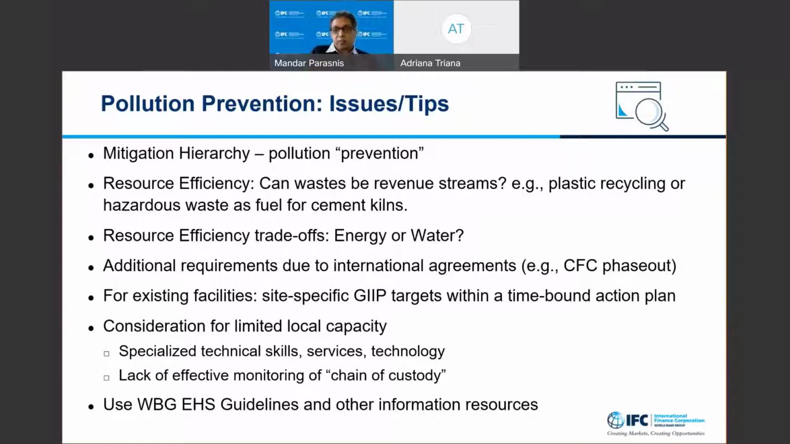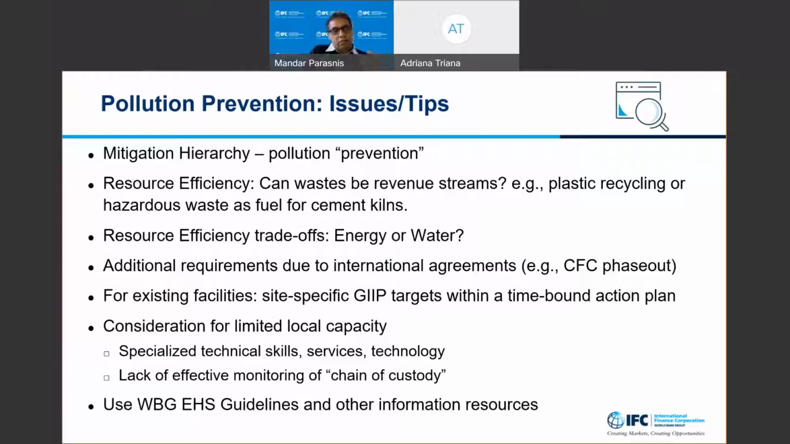Can waste be revenue streams? We are looking increasingly at projects such as plastic recycling, PET bottle recycling, or hazardous waste being used as fuel for cement kilns. So that's quite encouraging, and that's the whole idea, that we have to move towards this more resource efficient, sustainable consumption and production, as we call now, rather than cleaner production.